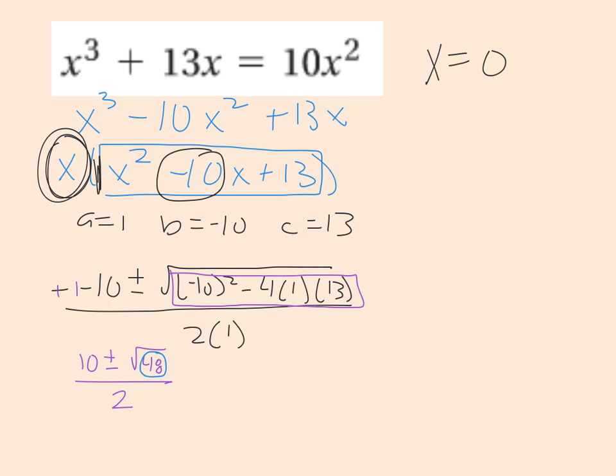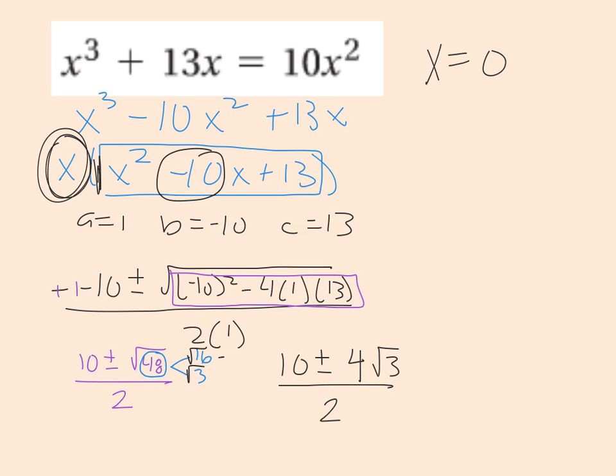So a perfect square that is divisible into 48, I can break this into 16 times 3. So now that I have my 16 and 3, take the square root of both of those. So this top would become 10 plus or minus, square root of 16 is going to be 4. Square root of 3, I can't do that, so I'm going to keep it as square root of 3 over 2.